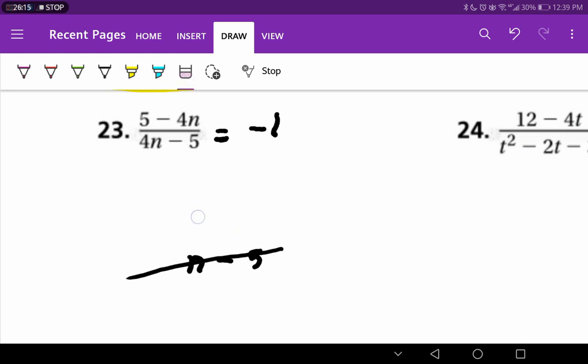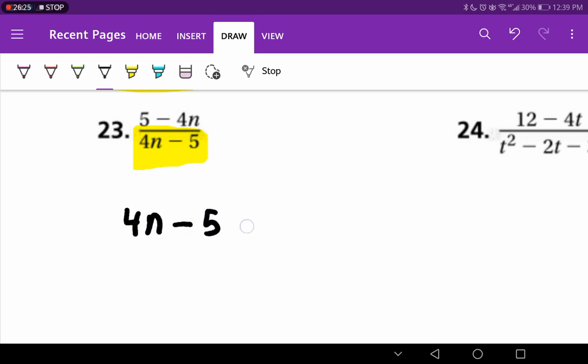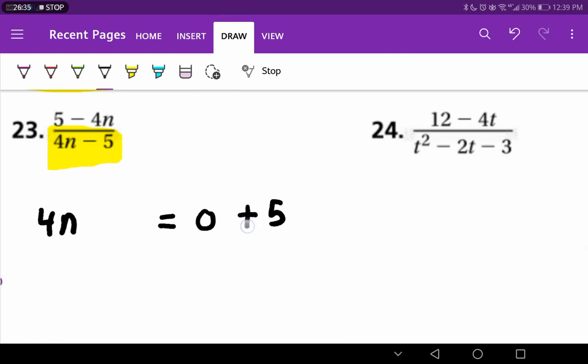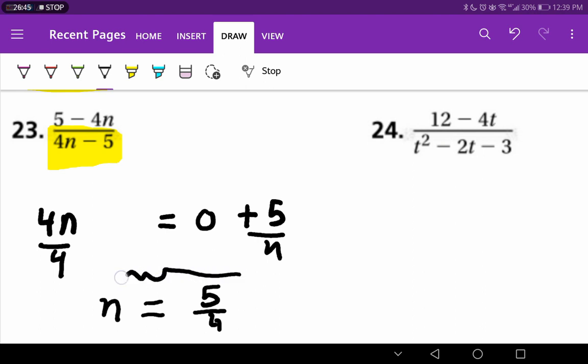And do I have any excluded values now? We go down here and we solve it as an equation. Exactly: 4n minus 5 equals 0. The first step, we move the negative 5 here, but I change the sign. Then divide by 4, divide by 4, and the excluded value is 5 over 4. What does excluded value mean? That means I cannot have n equals 5 over 4.